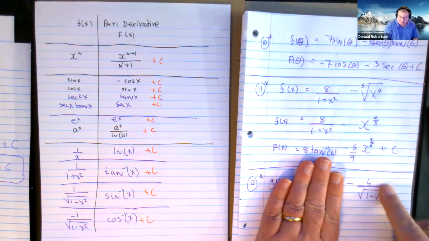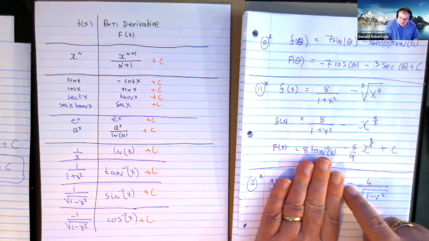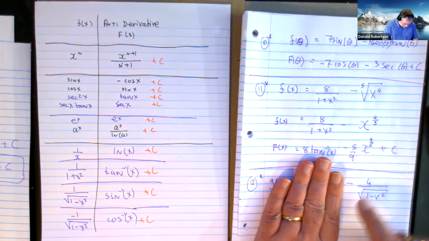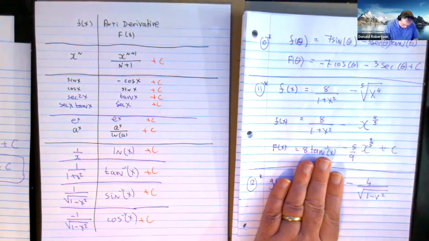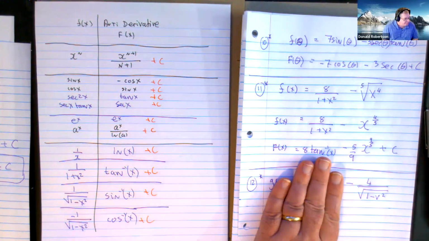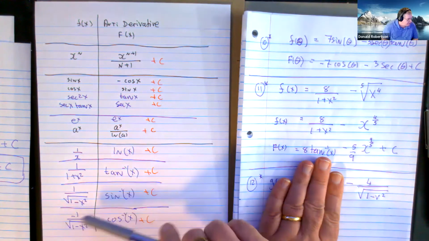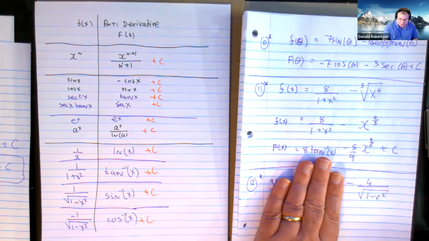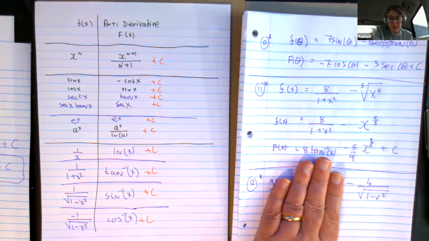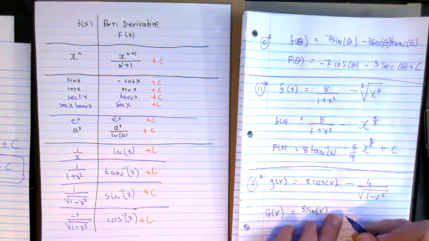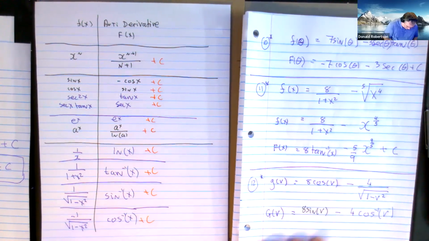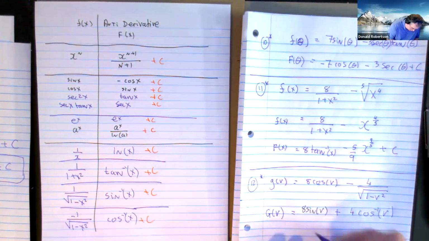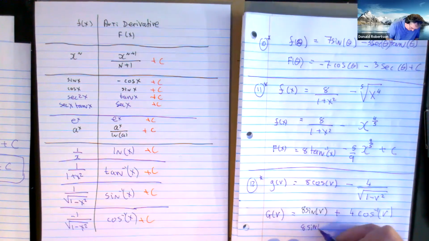Forget about the 4. Actually, forget about the negative as well. Just think of it as 1 over the square root of 1 minus v squared. What is the antiderivative of this guy? It's over here somewhere. What's the antiderivative of this guy? The inverse cosine? Okay, if you want to do an inverse cosine, which I'm totally okay with, it would be that one. If you want to do an inverse sine, it would be that.